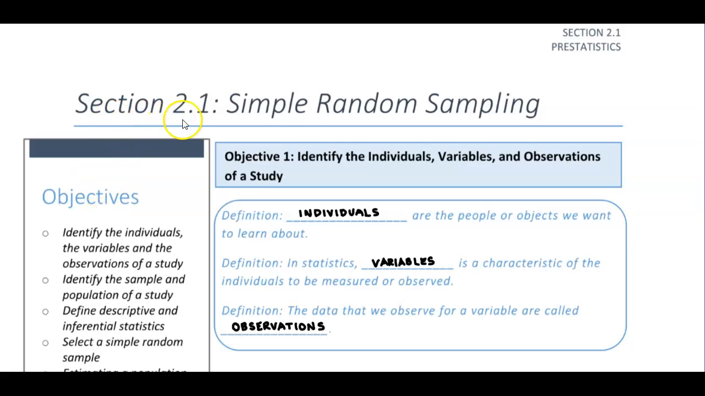In section 2.1, titled Simple Random Sampling, objective number 1: we want to identify the individuals, variables, and observations of a study.